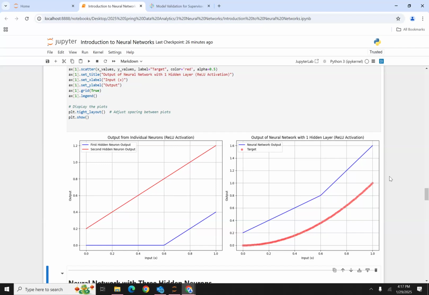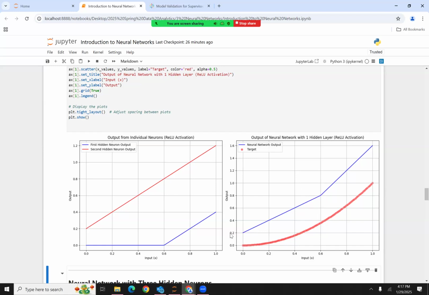The other thing you can observe over here is that even though I had two hidden neurons, there's only one change in slope. And the reason for this is because we're only examining input values between 0 and 1. There probably is another change in slope happening to the left of this graph, which we're not plotting.